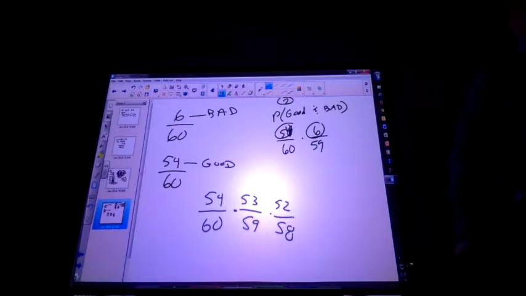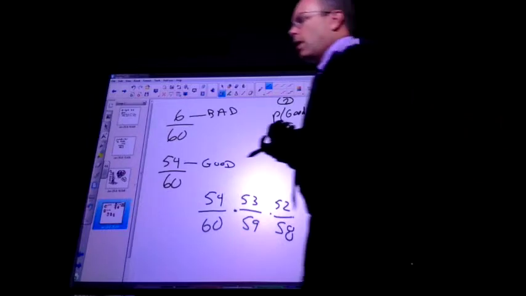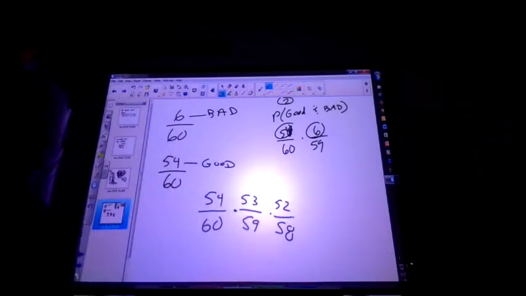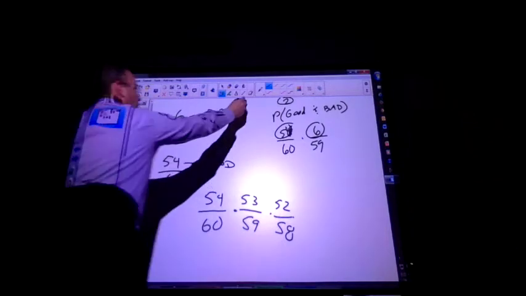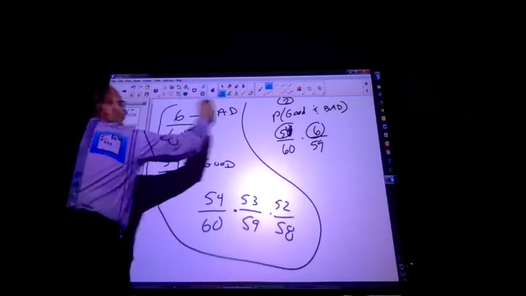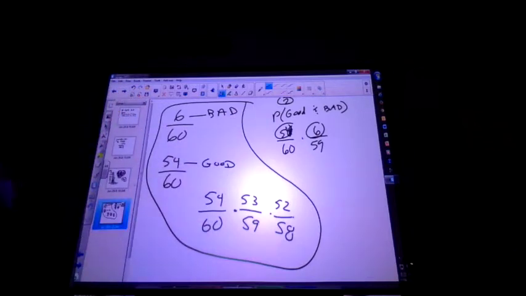There was 6 bad ones. 6 out of 60 were bad. That means 54 out of 60 were good. That makes sense? This is number 9 right here. That's number 9. And now the other way was just showing.